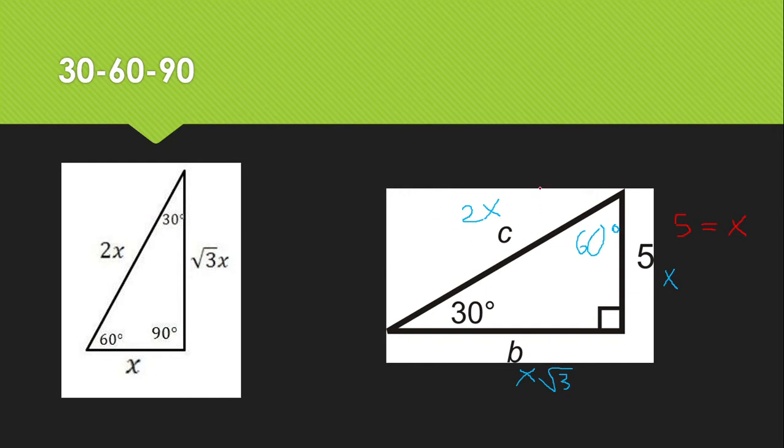This side over here has to be 2x. So I'm going to do 2 times 5, which we all know is 10. So this side is 10. And then my last side is x root 3. So again, I plug in 5 for x to get 5 root 3.